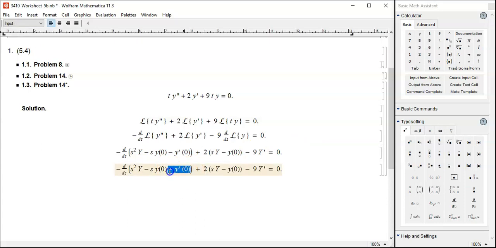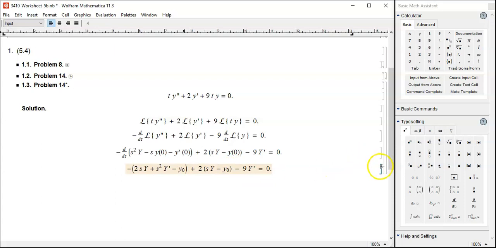Taking the derivative of this constant, that'll disappear. Derivative of this linear function, s times the constant, so only the constant will remain. And finally, this one will have to use the product rule: 2s times Y plus s squared times Y prime. And that'll take care of all the derivatives. Is everything done? Looks good. And y of 0, let's write it in a simpler fashion, as if we have the initial condition.